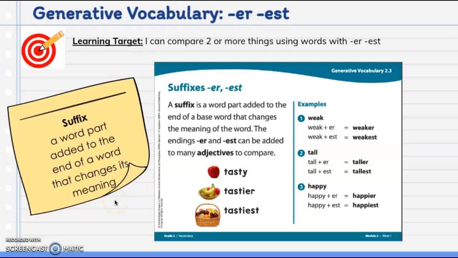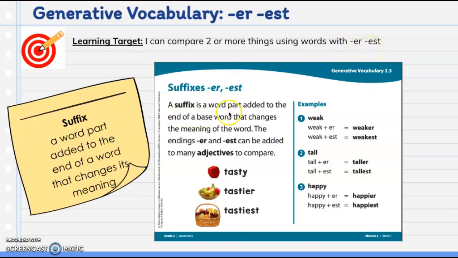For today's vocabulary lesson, we are going to learn about the ER and EST suffixes. Our learning target for today states, I can compare two or more things using words with ER, EST.